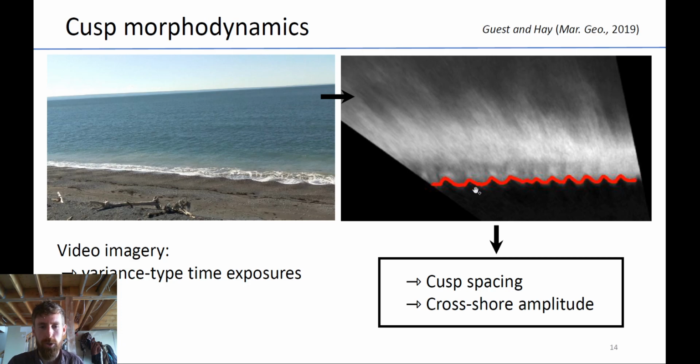And then I used a thresholding approach to estimate the position of the shoreline. So in the presence of beach cusps, I could use these extracted shorelines to infer mean properties of the cusp field, namely the cusp spacing and the cross-shore cusp amplitude, which is just a measure of the vertical relief.